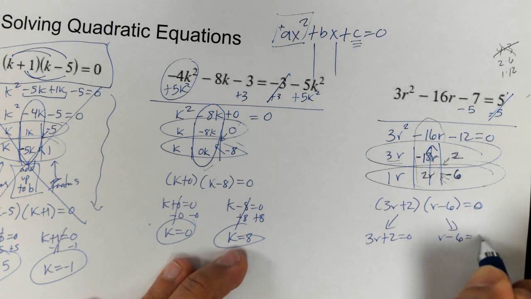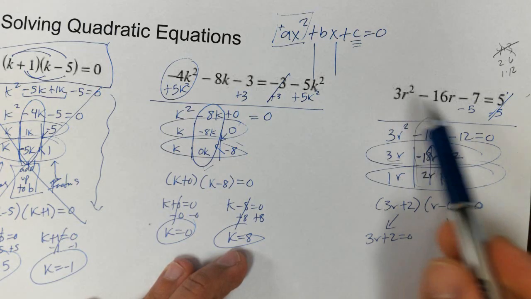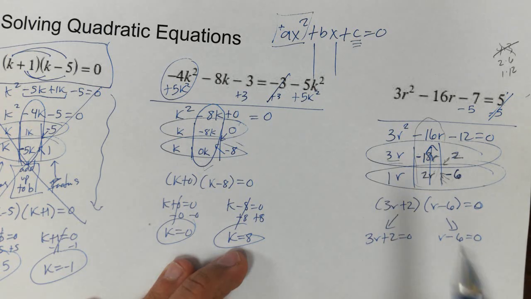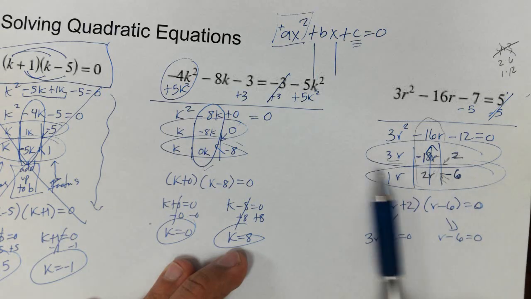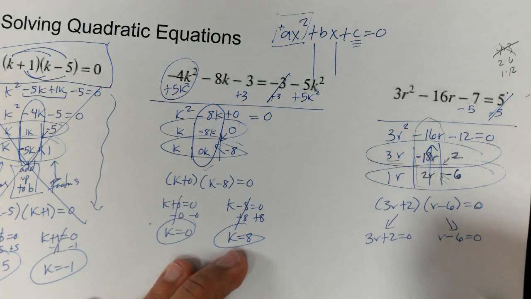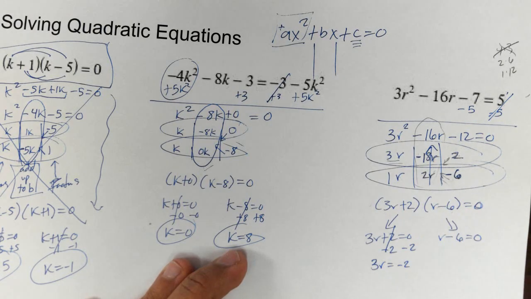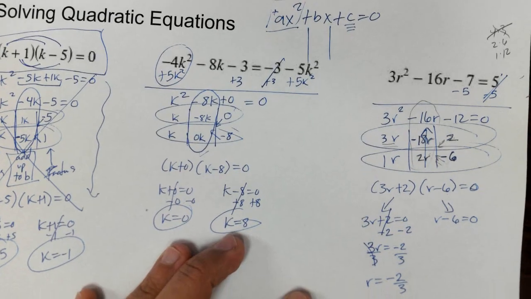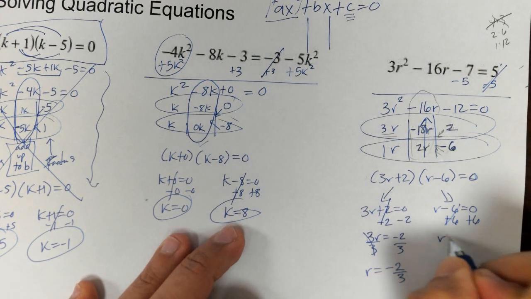It's easier to solve in factored form versus in standard form, because we can't isolate these variables. Here, we can definitely separate them, because as long as one of these is 0, 0 times anything is 0. So I can split them up, and I can solve for 0 separately. So let's move the 2 over, and then divide both by 3. r equals negative 2/3. And if I move the 6 over, I get r equals 6.